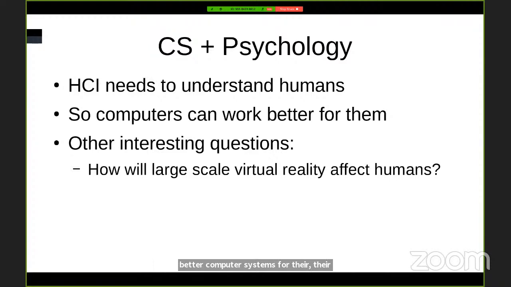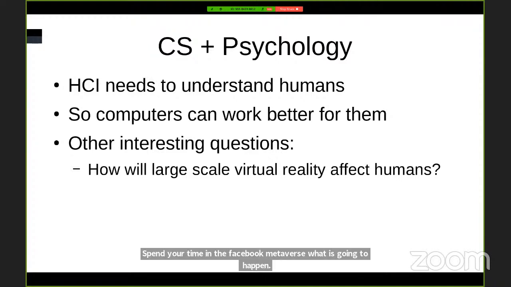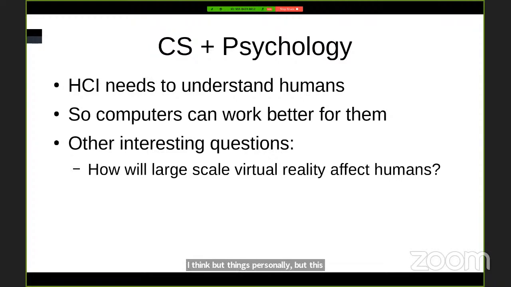There are now, thanks to things like virtual reality and augmented reality, more interesting questions, like how will large-scale virtual reality affect humans? If you spend your time in the Facebook metaverse, what is going to happen? I think bad things personally, but this is what we study. So that's about the three main areas of computer science at Rochester: theory, systems, and AI and HCI.